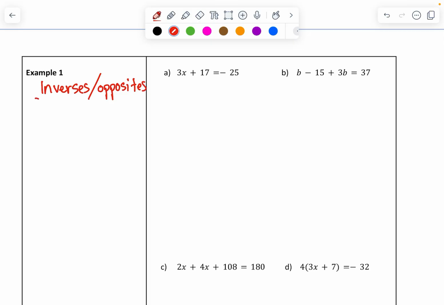You guys have done this a ton, but again, it's probably been a while. So the inverse of addition, or the opposite, is subtraction. So if you have addition, in order to get rid of it, you need to use subtraction. If you have multiplication, the inverse or the opposite of multiplication is division. So if you have division, to get rid of it, you would use multiplication.